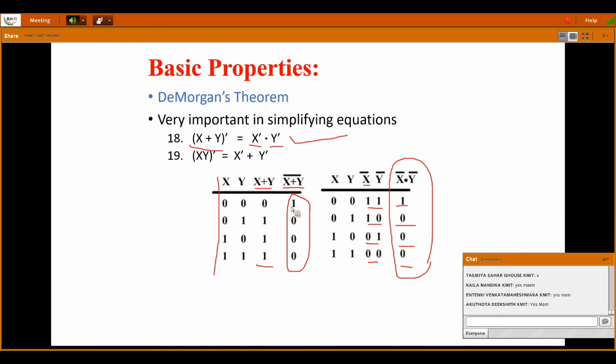Are they the same? See here, both outputs, this one and this one, are the same. So this is the realization, meaning we proved that the 18th is a valid equation. Similarly, you can prove the 19th also. So these two are De Morgan's laws. Very, very important. Nothing is there. OR is replaced with AND, AND is replaced with OR, and the complement will be splitted. That's all.